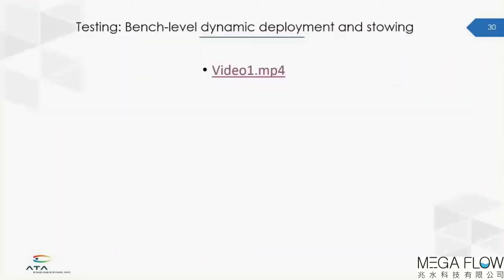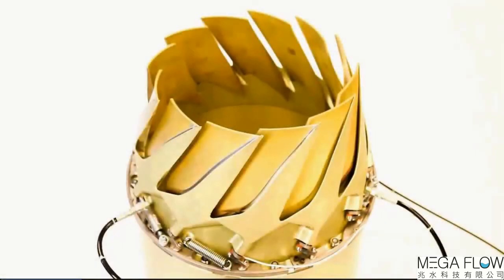So finally, after we completed the design, we had vendors machine our piece parts, and we assembled the mechanism in our design studio here in San Diego. And I'd like to show you a video of our bench level deployment. What you're going to see is the engine air brake deploying and then stowing very quickly. So I'm going to hit play.